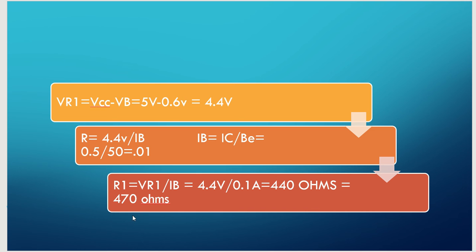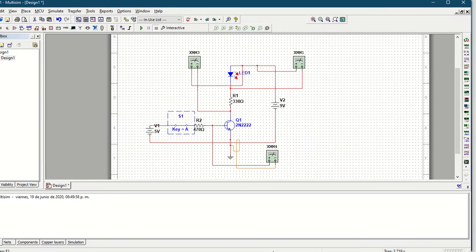Now that we have these values, we can do our simulation. So here we have Multisim. Here is the transistor. Here is the DC voltage source for the LED. We have the 330 ohm resistor for the LED. It's connected to the collector of the transistor, I'm sorry. The emitter is connected to ground.